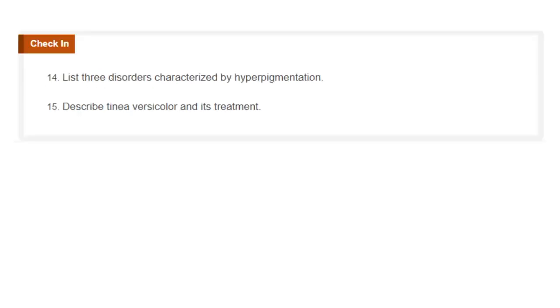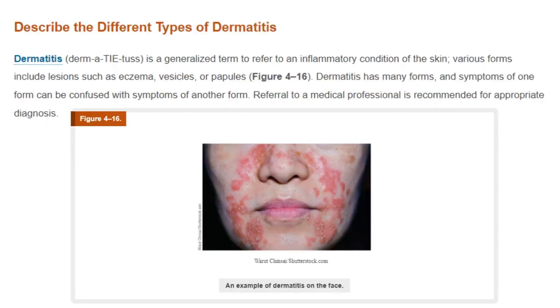Check-in. List 3 disorders characterized by hyperpigmentation. Describe tinea versicolor and its treatment. Describe the different types of dermatitis.